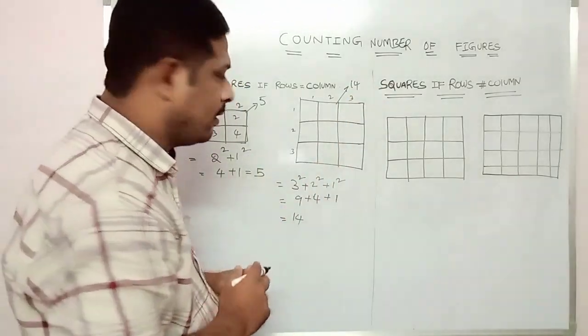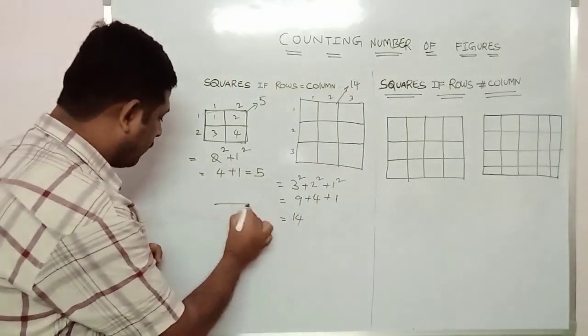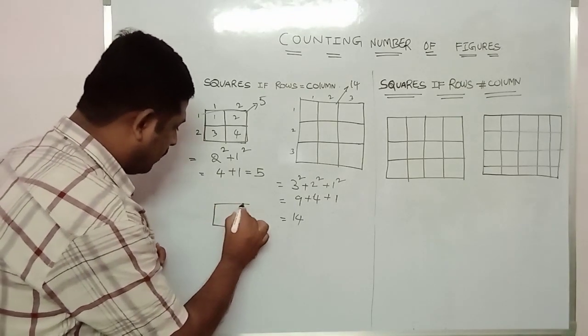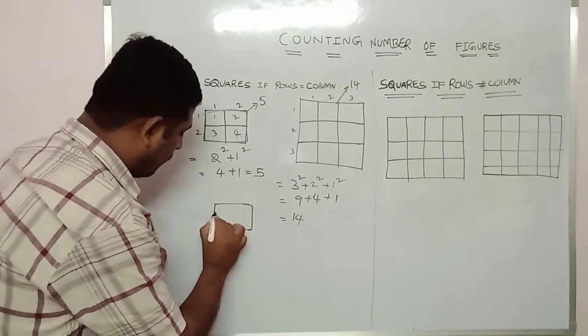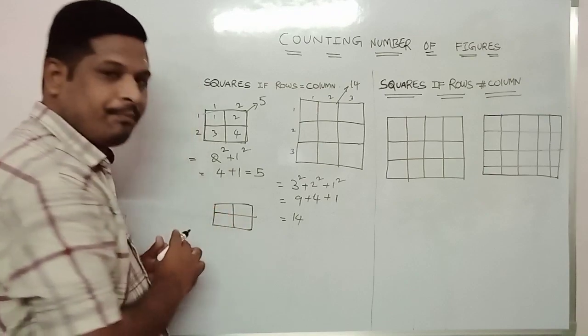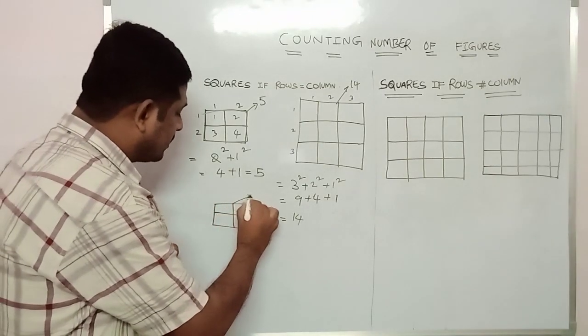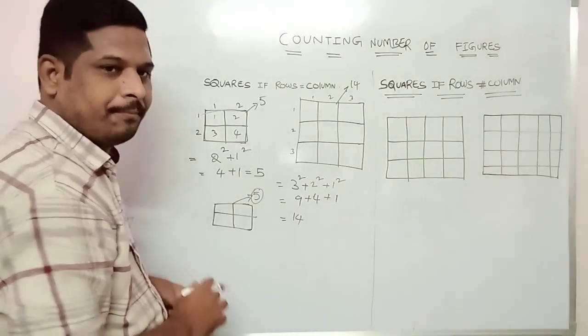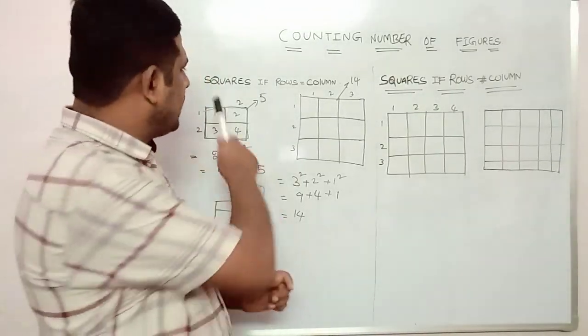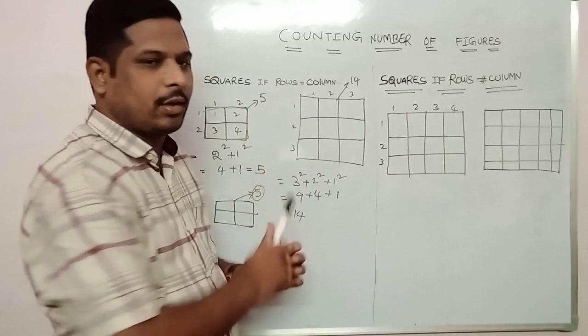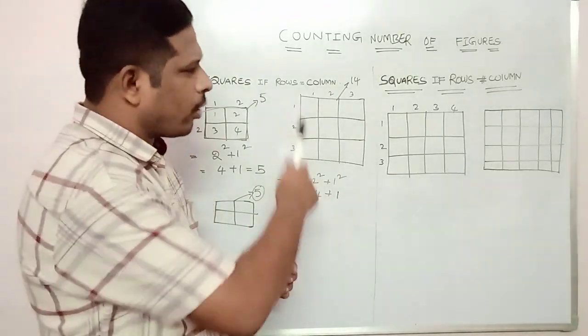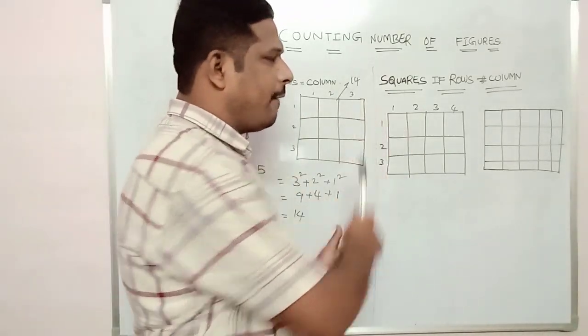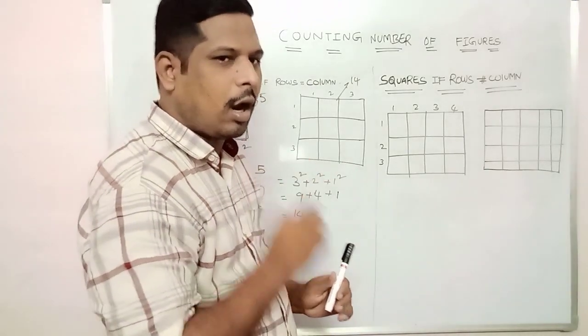Remember my dear children, whenever there is a square with plus symbol, the number of squares in this is 5. Keep in your mind. Just now we discussed squares if rows is equivalent to column. Now we are going to discuss squares if rows is not equivalent to column.